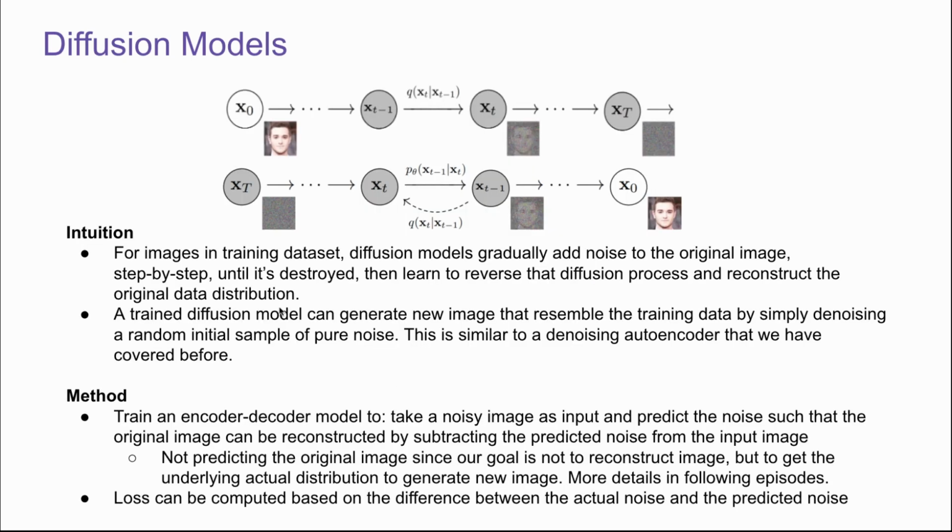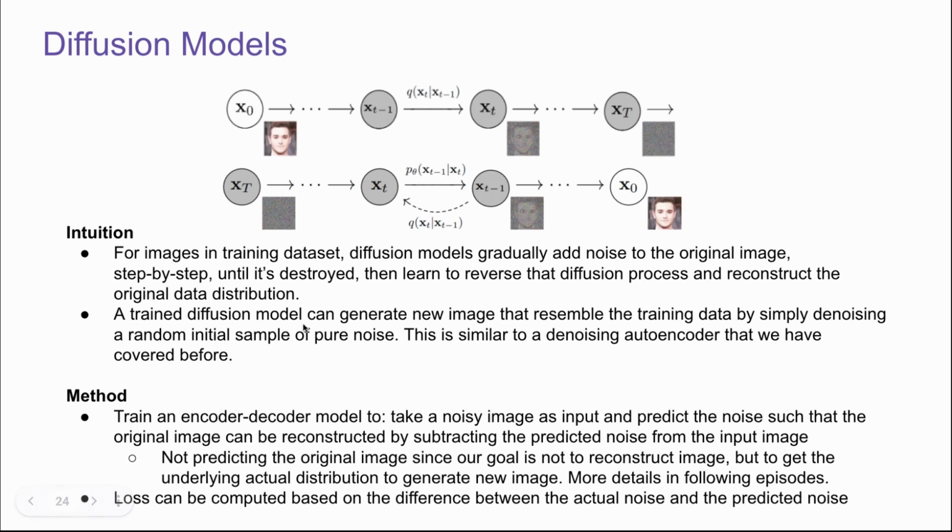The intuition is for images in the training dataset, diffusion models gradually add noise to the original image, step by step, until it's fully destroyed to pure noise, which is really normal distribution. And then we learn to reverse that diffusion process and reconstruct the original data distribution. First, in the forward diffusion process, we slowly corrupt the image until it's noise. In the reverse diffusion process, transform noise into the original image.